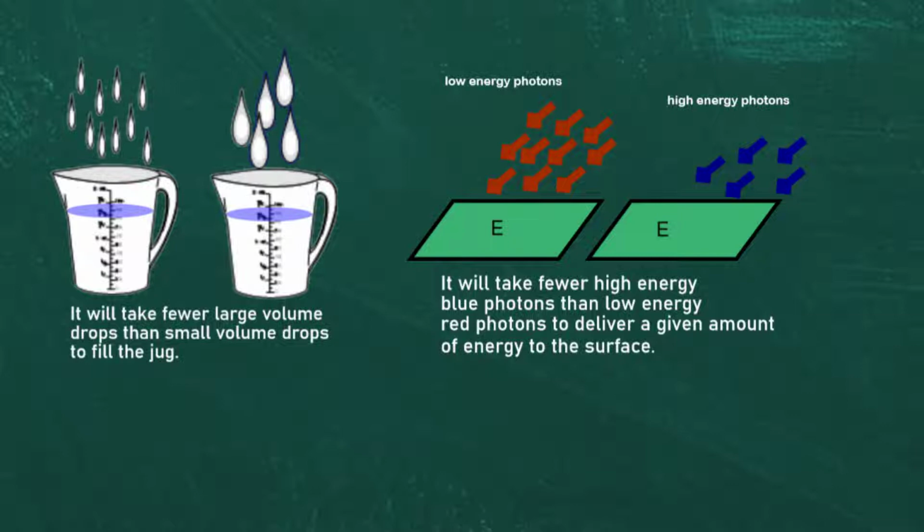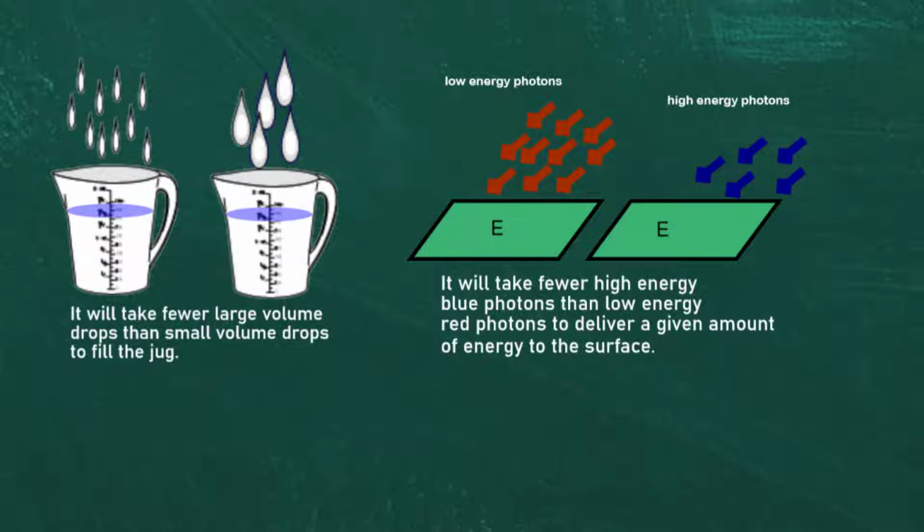Now if you look very closely at this, if we have low energy photons, small drops, it's going to take a lot more of them to provide the same energy deposited on the plate. But if we have high energy photons, that's the same as the large drops, then we're going to need fewer of them. So it's going to take fewer high energy photons to deliver the energy E to that area compared to the low energy photons, which is going to take a lot more.